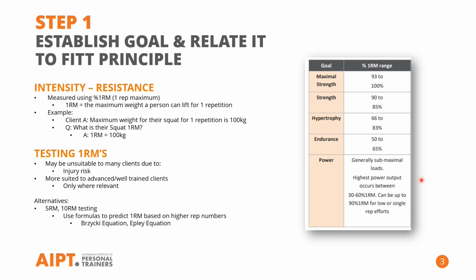So we use this intensity scale, this percentage of 1 repetition maximum, in any resistance program that we're writing. And the different numbers that you can see along this table basically determine the type of adaptation or improvement that relate to the client's goals. So obviously if the client's goal is to improve their muscular endurance, we wouldn't give them a program at maximum strength range because it doesn't relate to their goal.